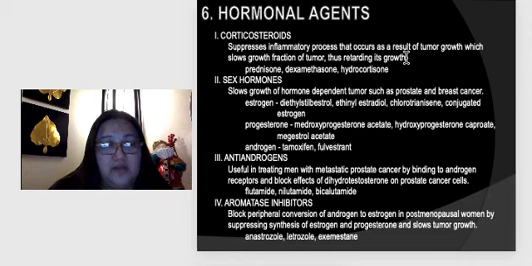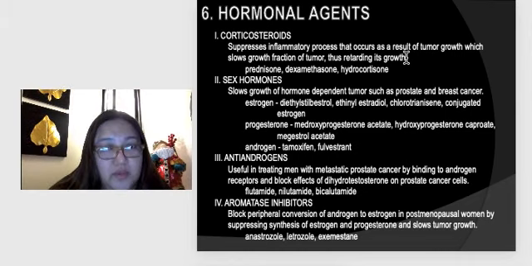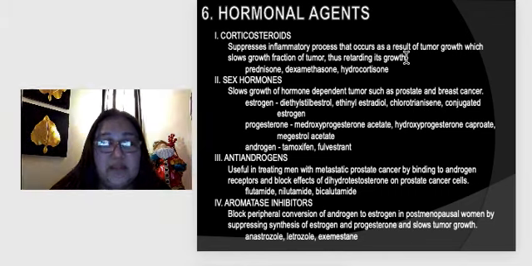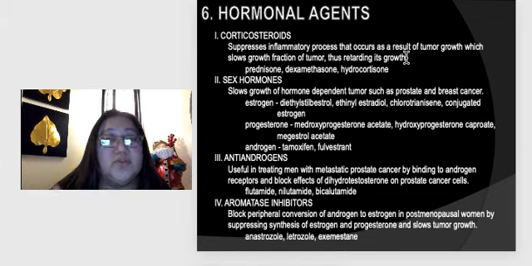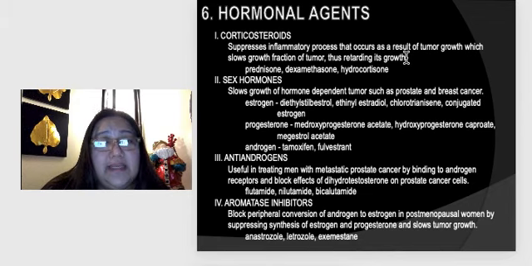The sixth drug are the hormonal agents. Corticosteroids, sex hormones, anti-androgens, and aromatase inhibitors. Ang corticosteroids or steroids, they suppress the inflammatory process, mga anti-inflammatory drugs. And as a result, kung may tumor growth, the slowing or the suppression of the inflammatory process will also slow down the growth fraction of the tumor. Kaya nire-retard yung growth or yung abnormal proliferation ng cancer cell.